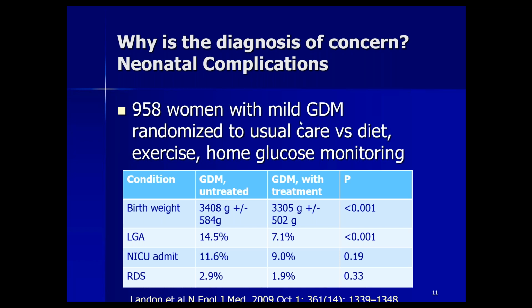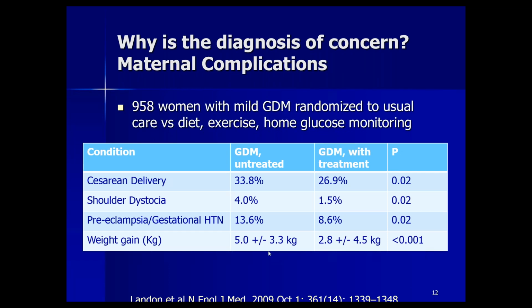And again, this could only be accomplished in patients with mild gestational diabetes. Nobody was going to randomize patients who are clinically usually being treated with medications. But you can see that the birth weight with treatment was slightly lower. The risk for a large for gestational age infant was significantly decreased. The risk for NICU admission was significantly decreased, and the risk for respiratory distress syndrome, which is a rarer complication, was also decreased as well. Again, speaking to the need to treat these complications.